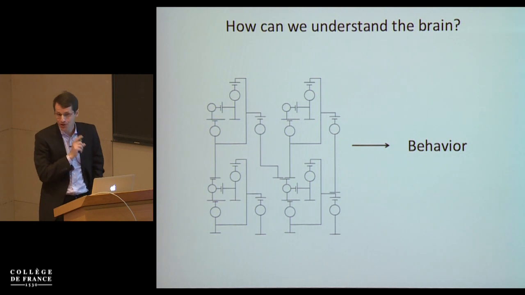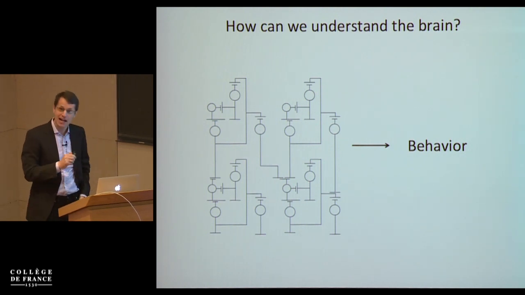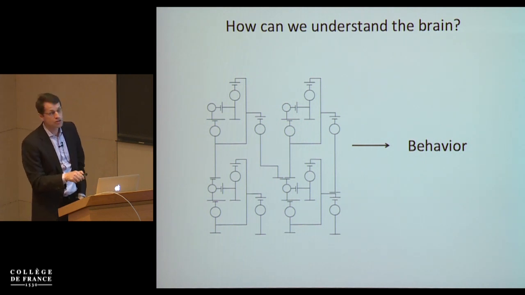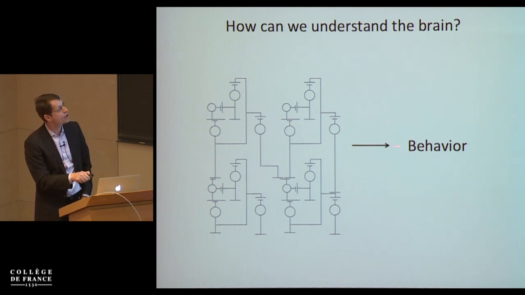Okay, so we are back to our first question, that we have this complex circuitry with cell types, relevant cells, a billion neurons, and it leads to behavior. And the fundamental question in neuroscience is, how can we explain behavior with the dynamic activity of the cells in the brain?